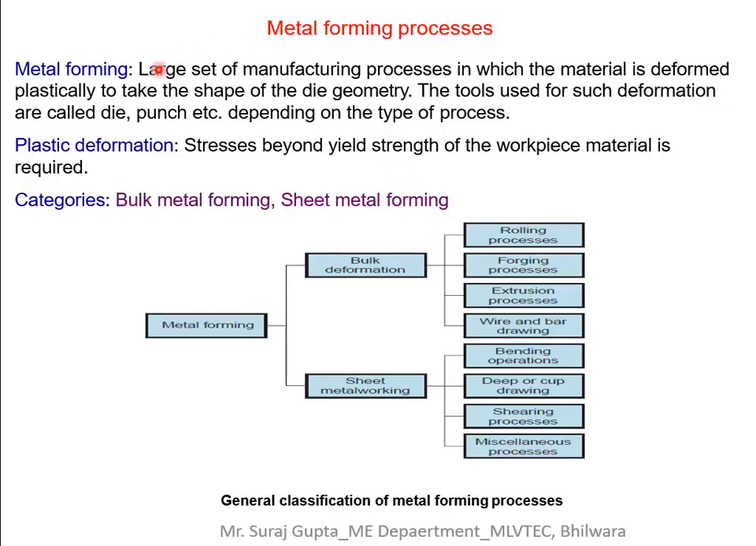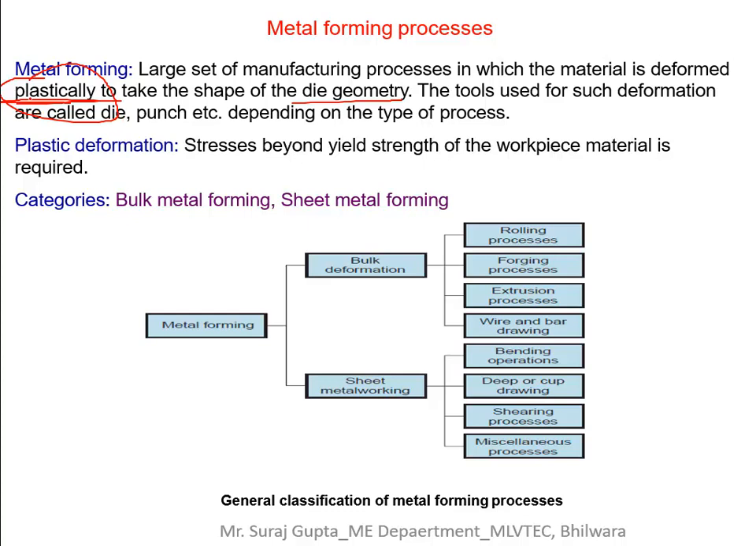So what is metal forming process? It is a large set of manufacturing processes in which the material is deformed plastically. This point is very important. Plastically to take the shape of the die geometry. We'll see what is die and what is plasticity. We have done already in the last unit of basics of mechanical engineering what is plasticity, elasticity, and some mechanical properties.